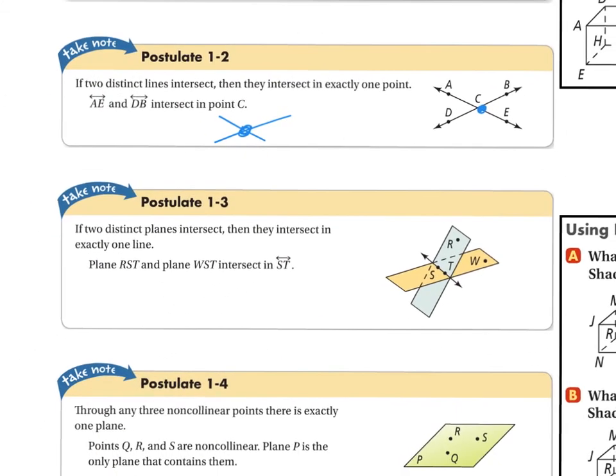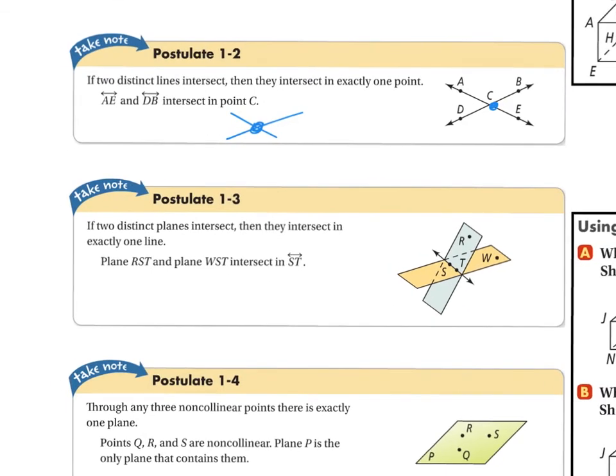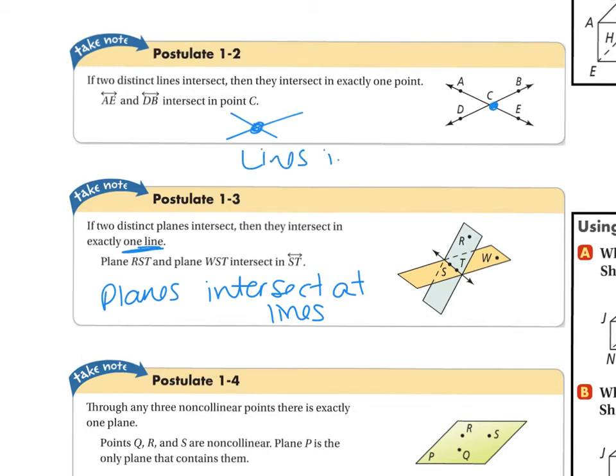Okay, if 2 distinct planes intersect, so we're talking about planes now, they intersect at exactly 1 line. So this is huge. This comes up a lot. So planes intersect at lines. Let's write this up here. Lines intersect at points.